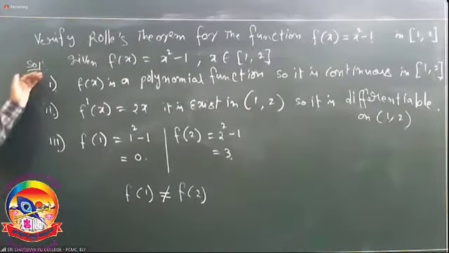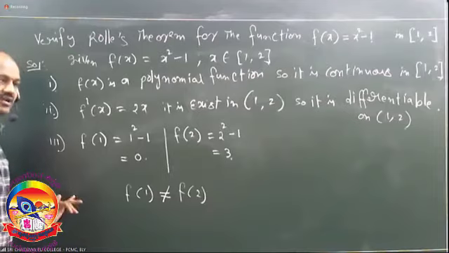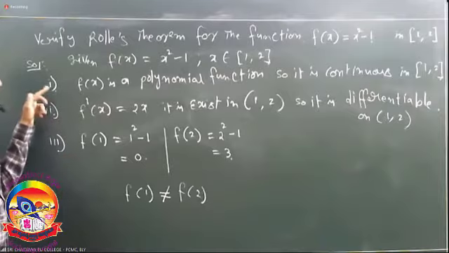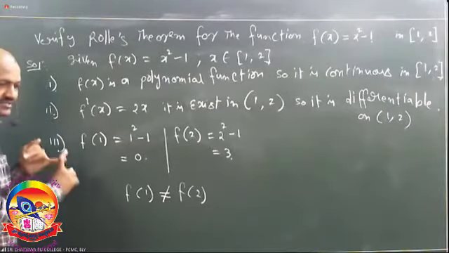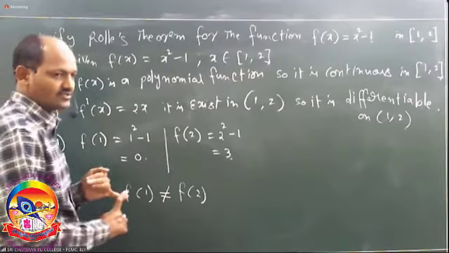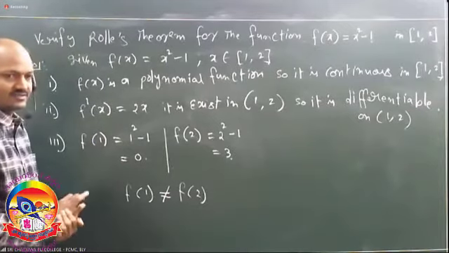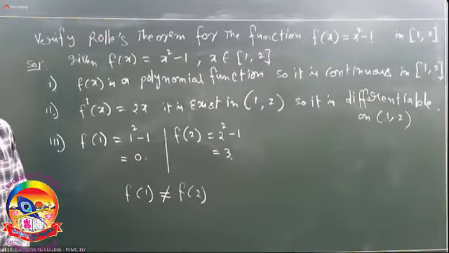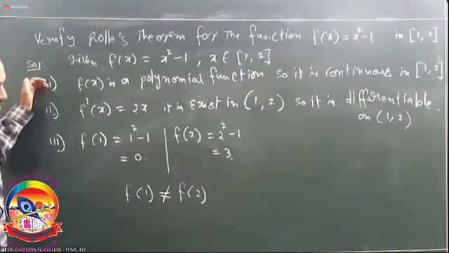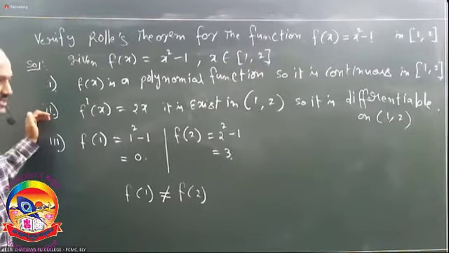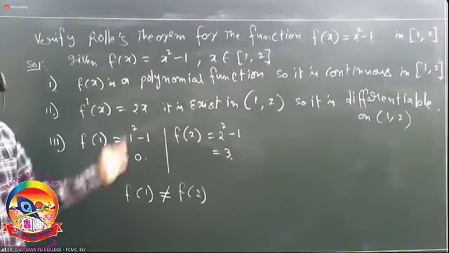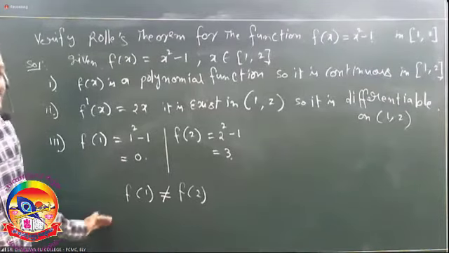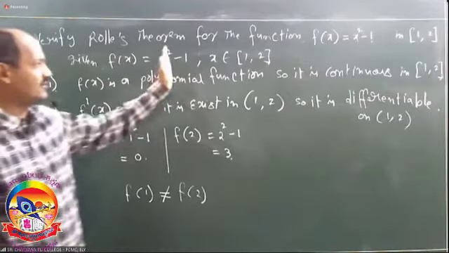If the 3 conditions are verified, then only go to find the c value. In the previous question, the first condition is not satisfied. It is not continuous, so no need to check the second and third conditions. So Rolle's theorem is not applicable. Here continuity exists and differentiability is also satisfied, but the third condition f of a is not equal to f of b is not satisfied. So Rolle's theorem is not applicable for f of x.